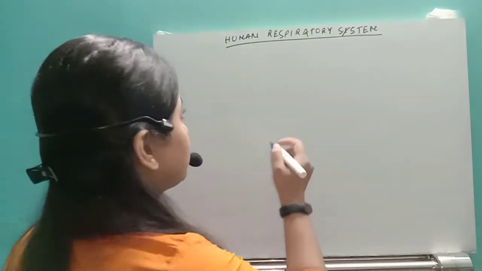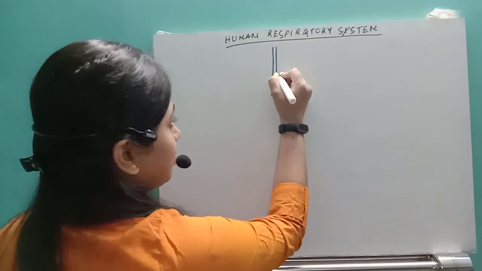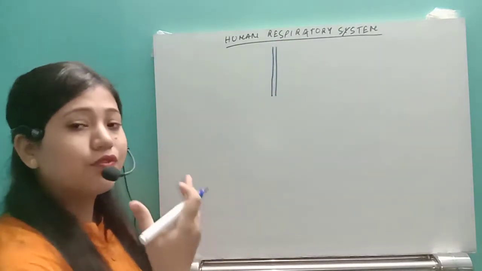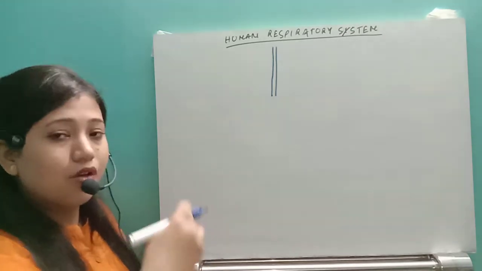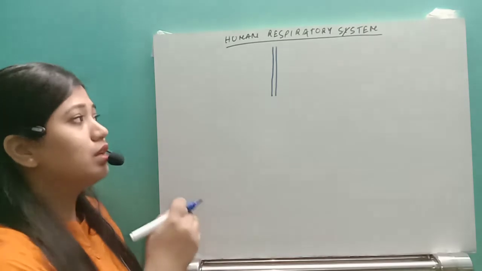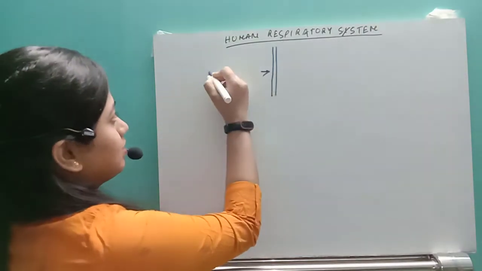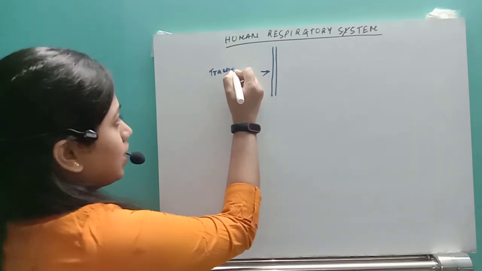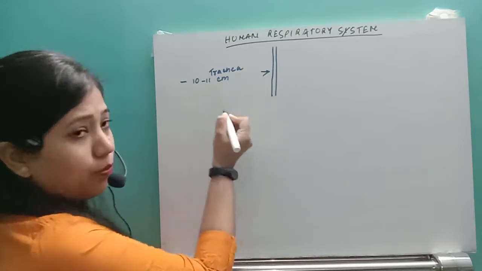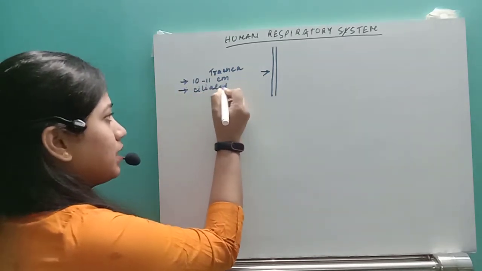So first of all, you just see this respiratory tract. This respiratory tract starts from the larynx. From the larynx, the air passes down into the next part, that is the trachea. So this is known as the trachea. This trachea is around 10 to 11 centimeter long. This is lined with the ciliated epithelium.